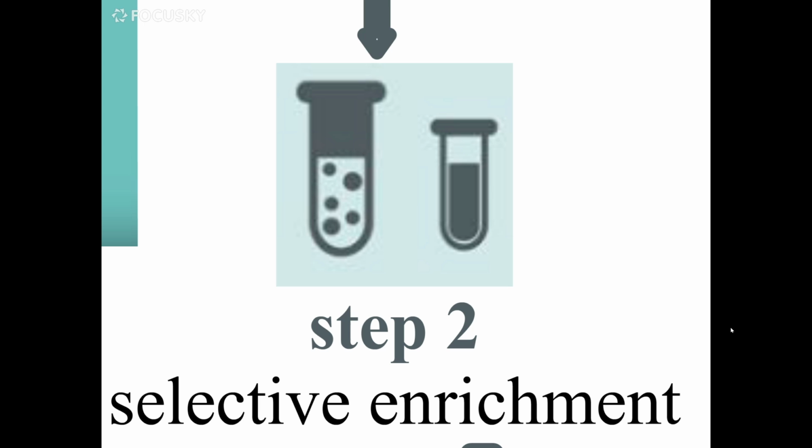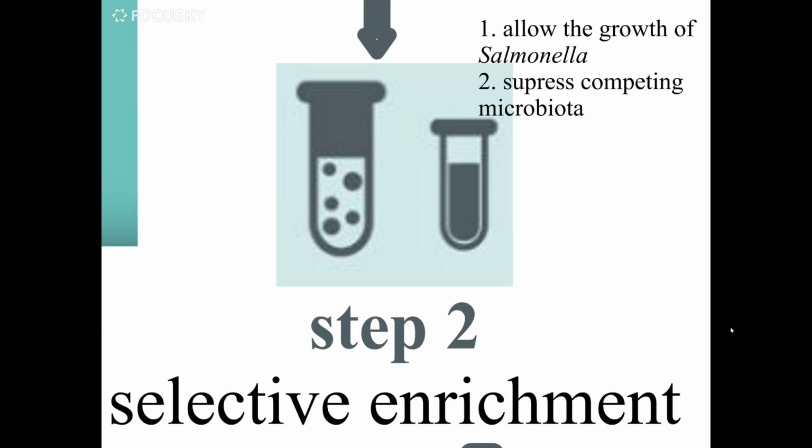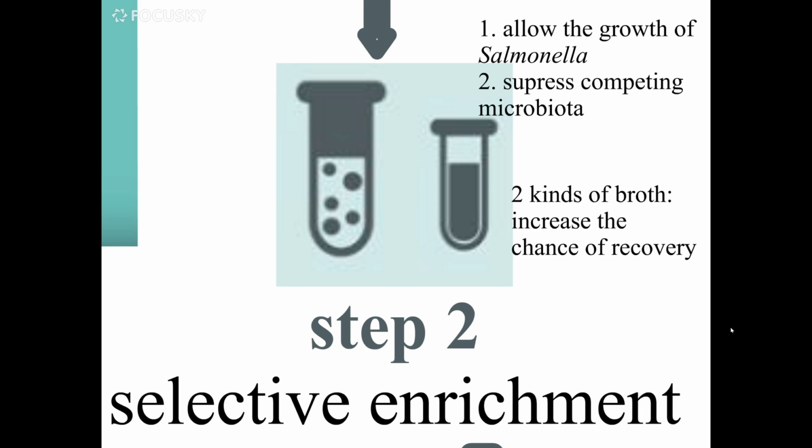Next step is the selective enrichment. The selective broth media used in this step allows the growth of Salmonella but suppresses the competing microbiota. 2 kinds of selective broth will be used to increase the chance of recovery, because some strains might survive better in one broth, not the other.